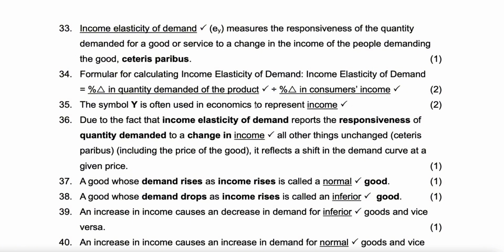Okay, so it is a measure. It measures the responsiveness of the quantity demanded for a product or service to a change in the income of a person, ceteris paribus, meaning all other things constant. Because if all other things are not constant, it would not tell us whether the good is inferior or normal. Because with income elasticity of demand, we are trying to see if a good is normal or inferior. So we have a formula. The formula is percentage change in quantity demanded of the product divided by percentage change in the consumer's income.